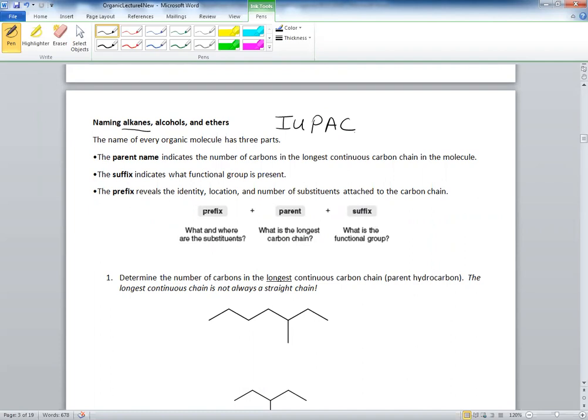And the prefix reveals the identity, what substituents, location, and number of substituents attached to the carbon chain, as I was talking here. So here's an example: 3,4-dimethylheptane.